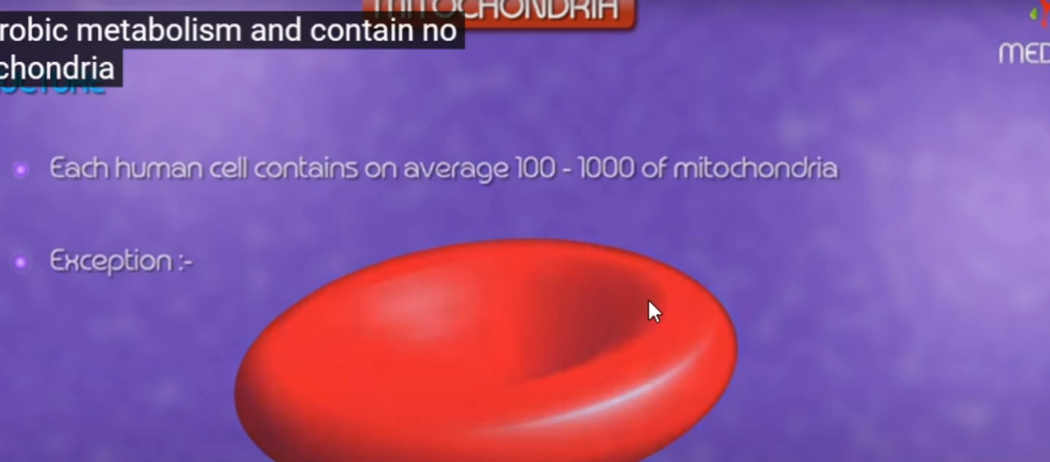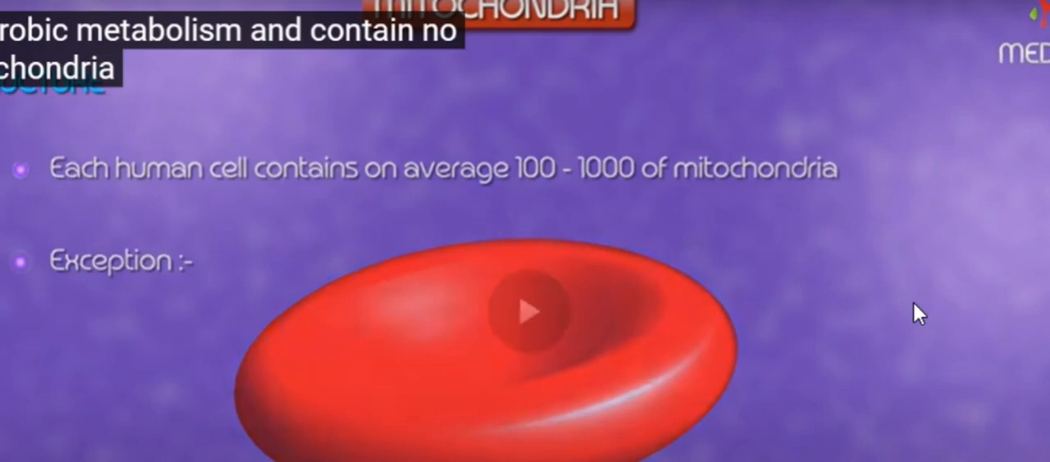Generally, the younger RBC, or the initial stage of RBC, along with all other blood cells like WBC and platelets, contain 100 to 1000 mitochondria per cell. But when the RBC reaches maturity, it loses nearly all its organelles. So in a mature RBC, you will see no mitochondria, no nucleus, and no endoplasmic reticulum.